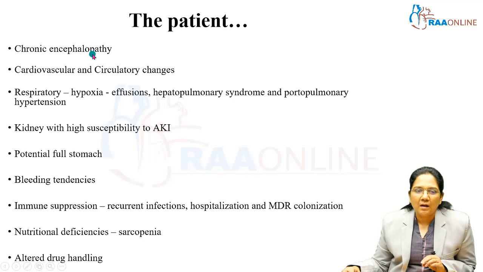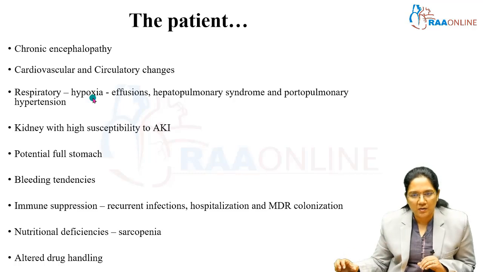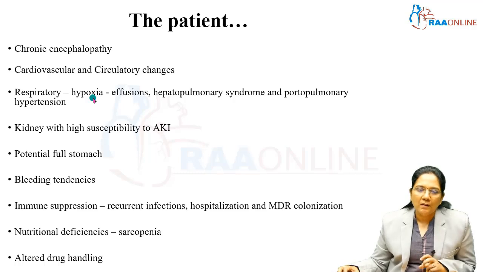There are significant cardiovascular and circulatory changes which I'll explain in detail in the next slide. They can have hypoxia, which can be due to a variety of causes. They are prone to have effusions, pleural effusions, pericardial effusions. Ascites per se can cause a lot of restrictive effects interfering with lung expansion, and they can have varying degrees of atelectasis. There are two other distinctive pulmonary syndromes, hepatopulmonary syndrome and portopulmonary hypertension.